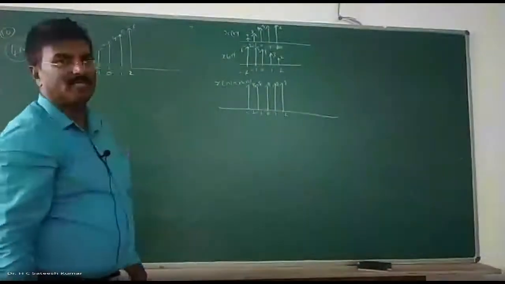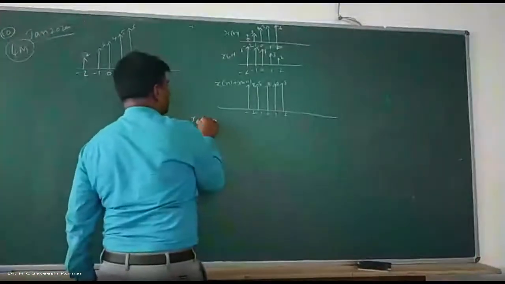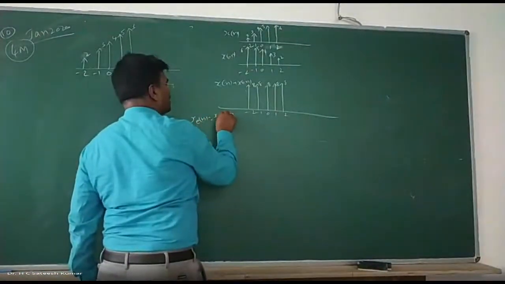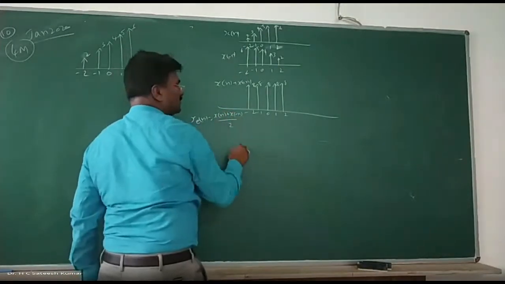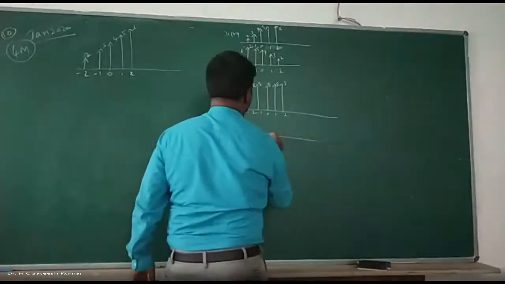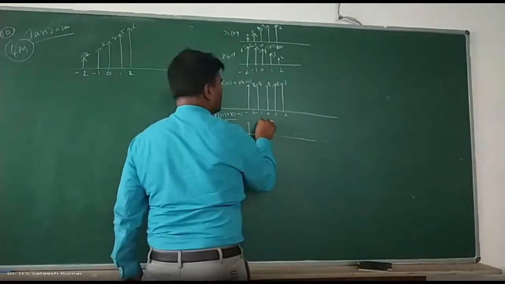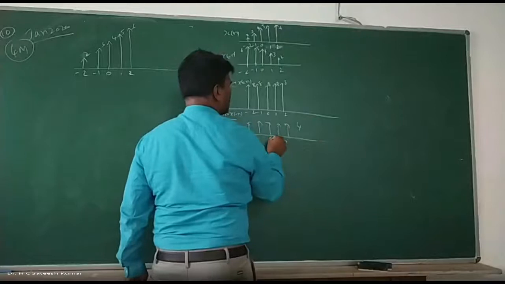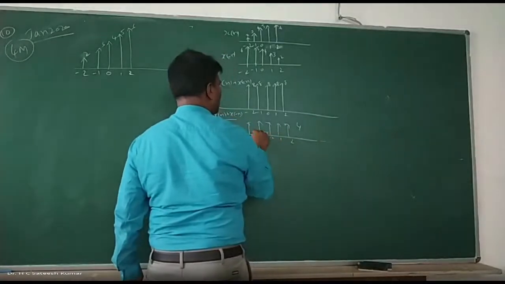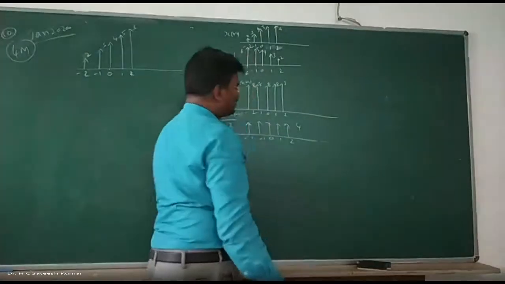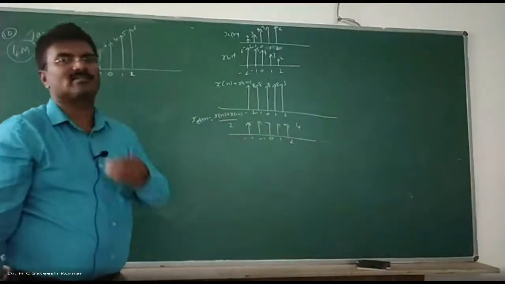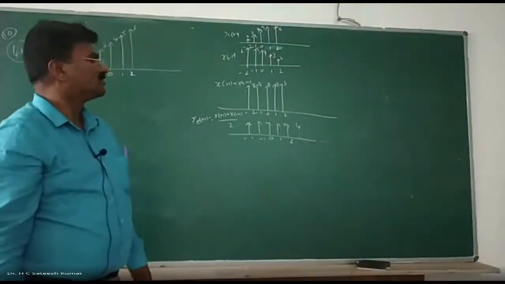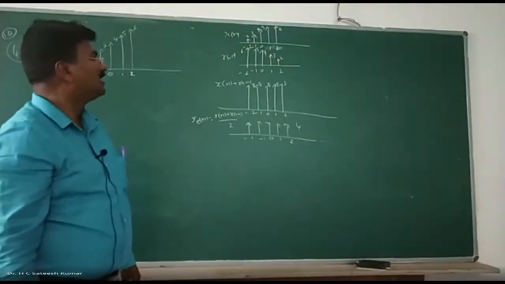And divided by 2. Xe of n is equal to x of n plus x of minus n divided by 2. So what will you get? Divided by 2 means the amplitude becomes 4. 0, 1, 2, -1, -2. Verify the answer. It is symmetric about the origin. This will fetch you 2 marks. This is a question from one of the latest papers. Next.